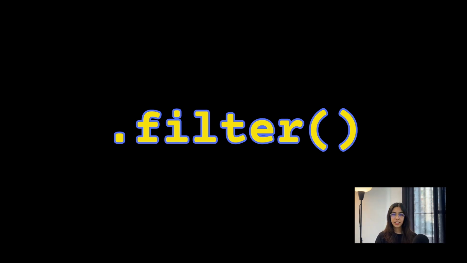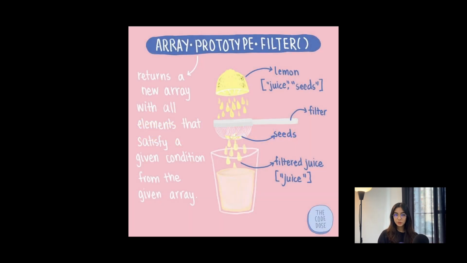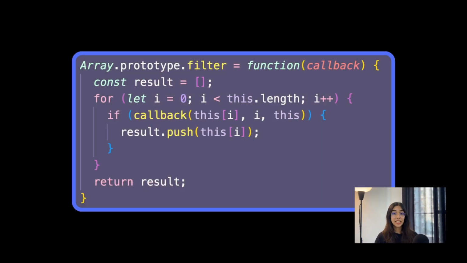So let's say you have an array of lemon juice and this lemon juice contains some seeds. You can filter this array such that only lemon juice passes through this filter and everything else other than lemon juice is filtered out. This is how the filter method's implementation might look.